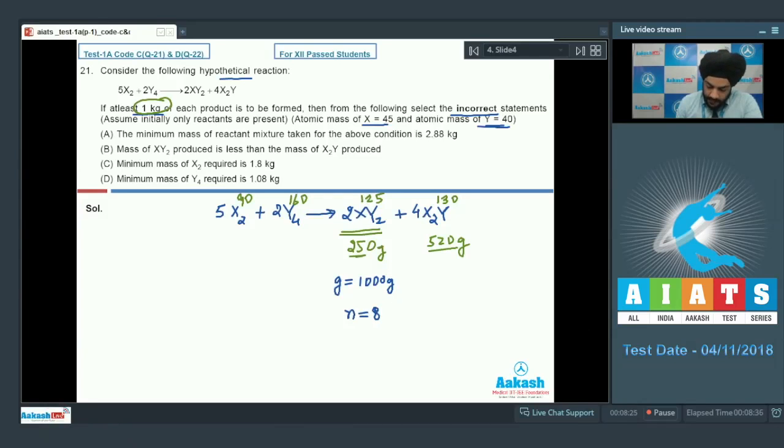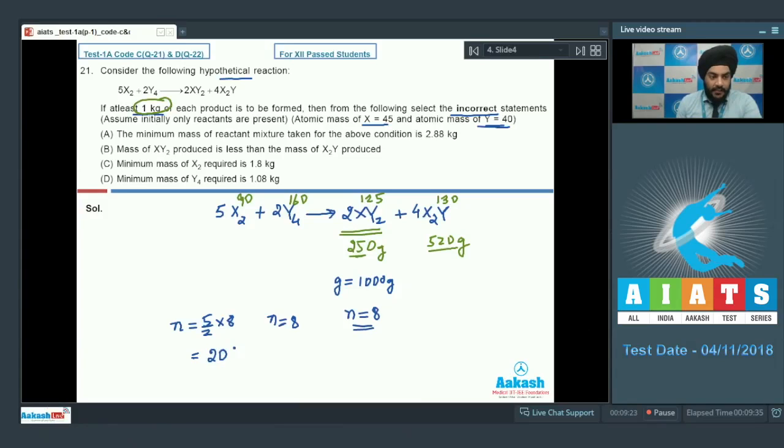XY2. Now if there are 8 moles of XY2, then the moles of Y4 required shall also be equal to 8. And the moles of X2 required shall be equal to 2.5 times this value. So the moles of X2 required will be equal to 5 by 2 into 8, which shall be equal to 20.